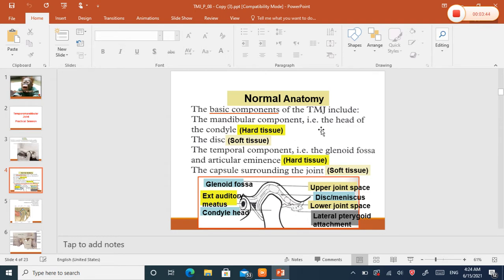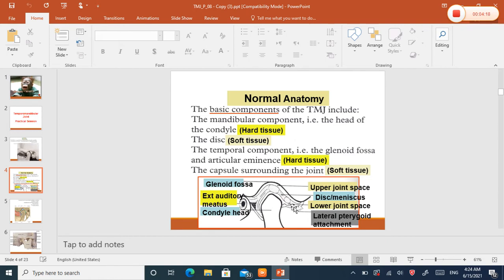The basic components of the temporomandibular joint include the mandibular component, the head of the condyle and the disc, and the temporal component, the glenoid fossa and the articular eminence, which is also part of the temporal component, and the capsule surrounding the joint. So we have two hard tissues, the condylar and temporal bone, the glenoid fossa and the articular eminence, and two soft tissues, the disc and the capsule.